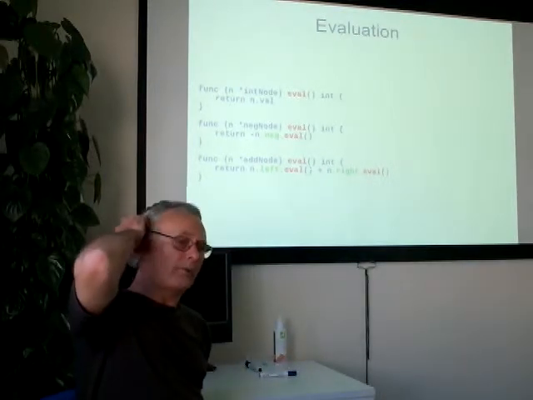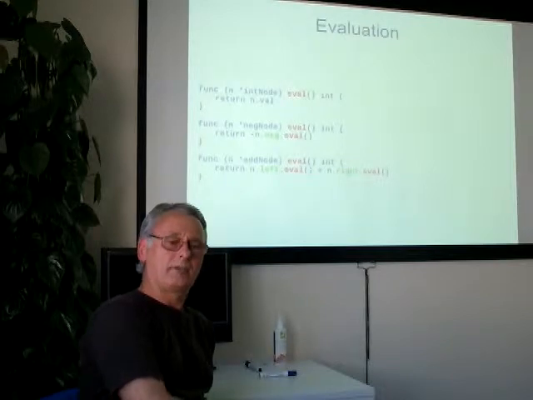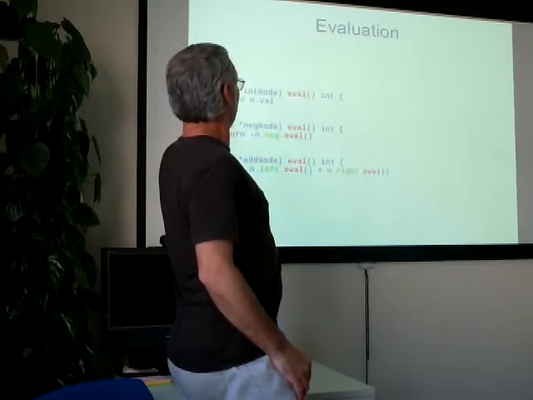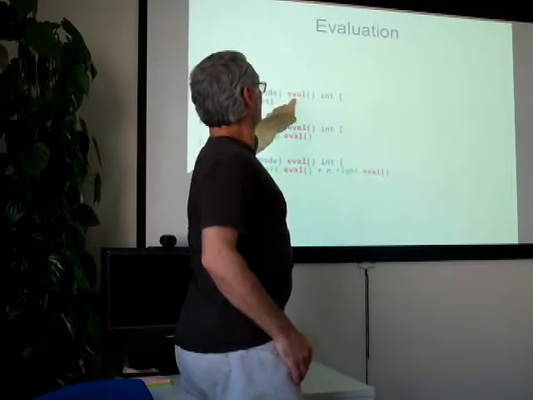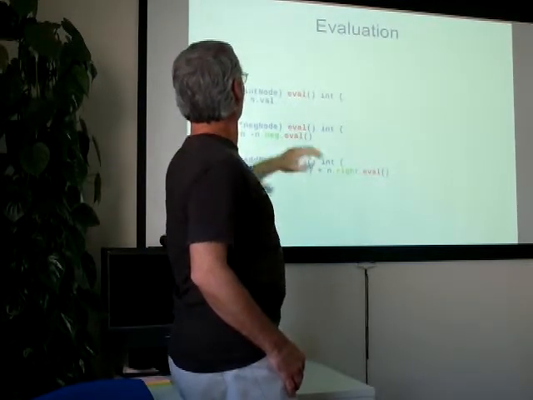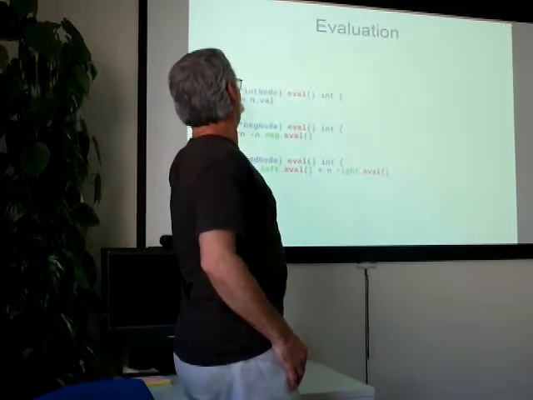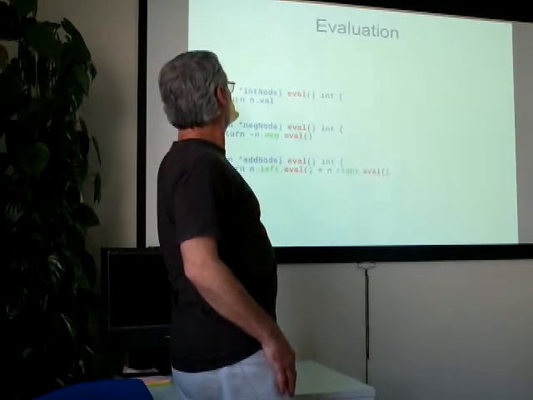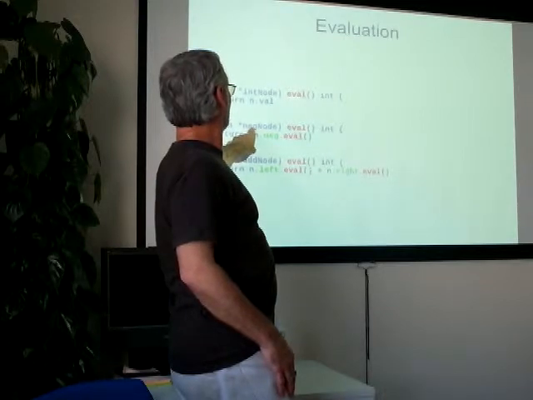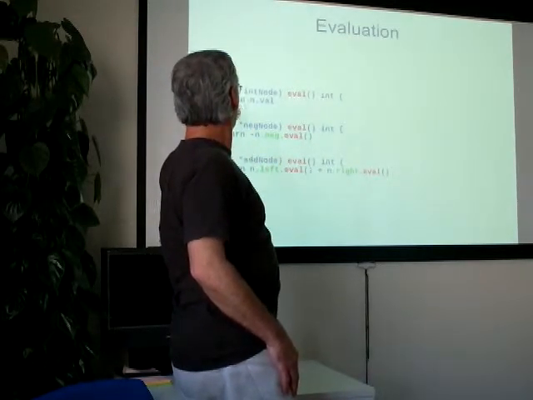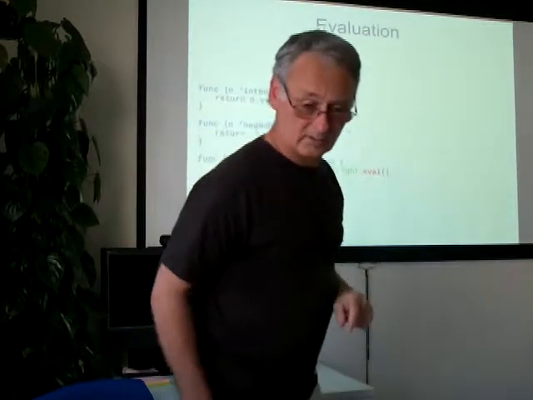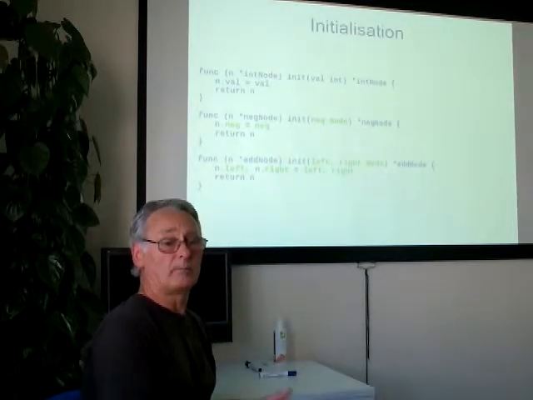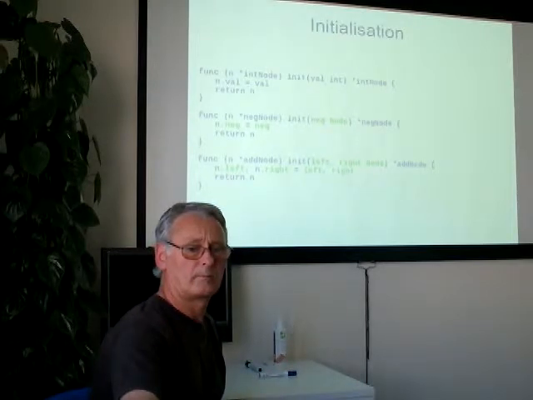How do we do evaluation? Well, for each of these data types, we've got to supply an evaluation function. And I'll talk you through the syntax. It's a function called eval, which returns an integer, and this is the bit that makes it a method. So remember, functions in C++ are called methods in Go. So here we see that it's a method on a negation node, here it's a method on the integer node, and there it's on an addition node. Initialization, similar sort of thing. I've made them members, I won't dwell on that.